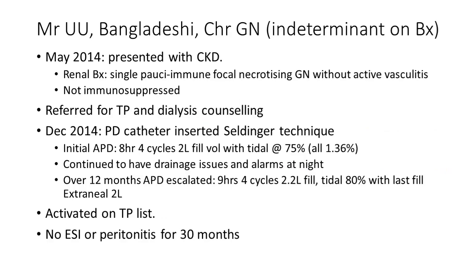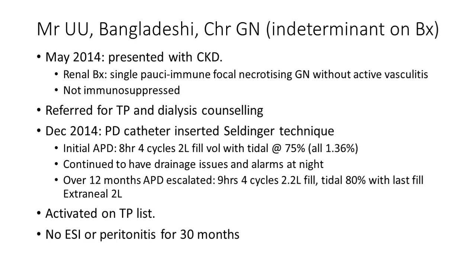Okay, so my last case, and I'm sorry I've rattled on a little bit longer than I expected, is a gentleman who presented in 2014. We don't really know the cause of his renal failure, and I suppose it's not really relevant in this case, other than to say that he wasn't immunosuppressed. He was referred for transplant and dialysis counselling, and he chose to have PD, so a PD catheter was put in. He was started on what we gave routinely at the time. Our initial APD program is 8 hours, 4 cycles, 2 litre fill volumes with 75% tidal.